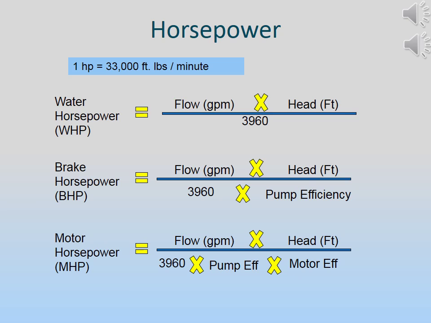Finally, the motor horsepower. We can see this is the same formula as before, except it has added motor efficiency in the denominator. Motors are typically going to be 90 to 94% efficient or higher. Still, since they are not 100% efficient, motor horsepower is always going to be greater than brake horsepower.